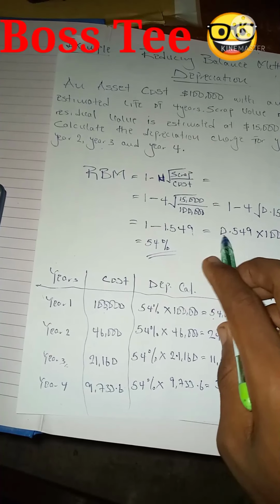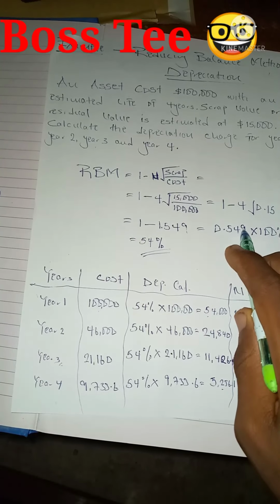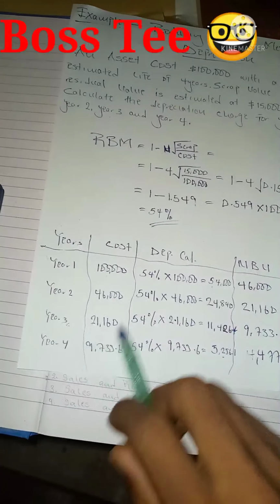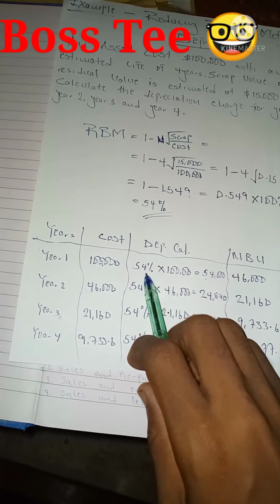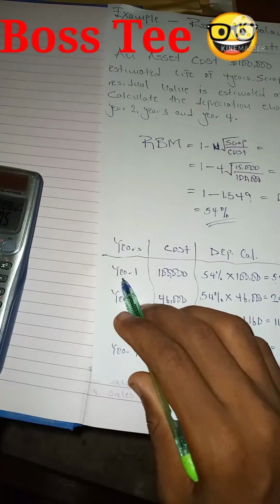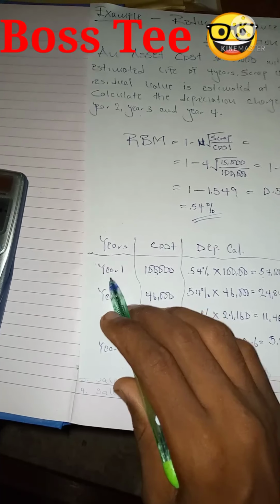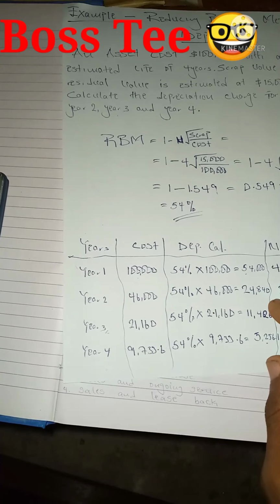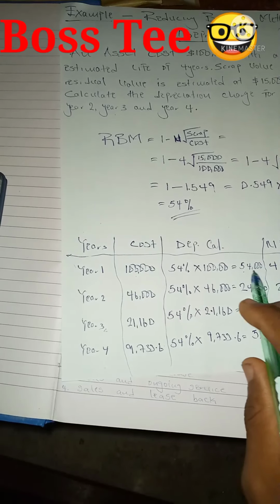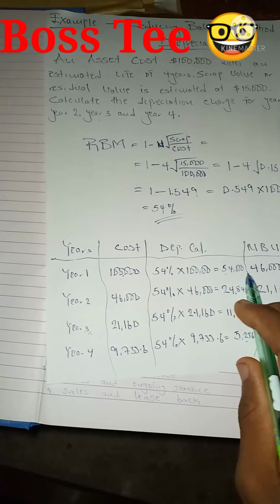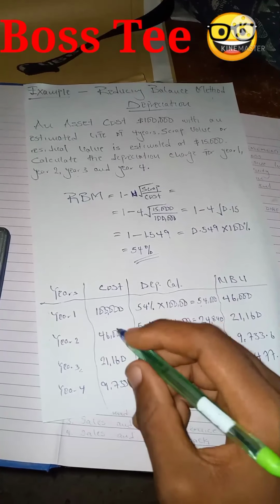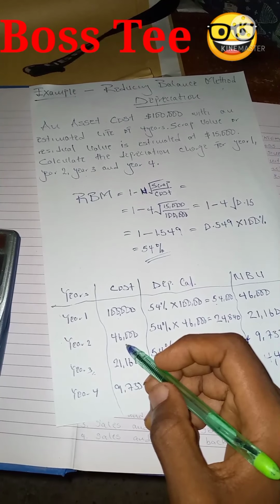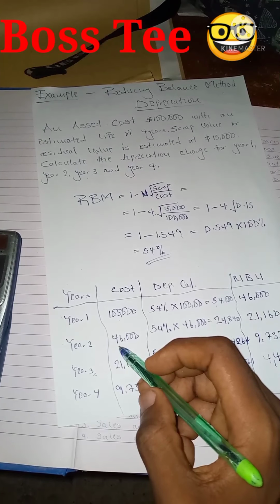Let me say our answer is 0.54. We multiply it by 100. So we have 54%. So we use 54% to ascertain our depreciation. At the start of year 1, the cost of the asset, or the value of the asset, was 100,000. But after the usage in year 1, it reduced to 46,000 because it depreciated by 54,000. Now this 46,000 is the value of the asset now in year 2.